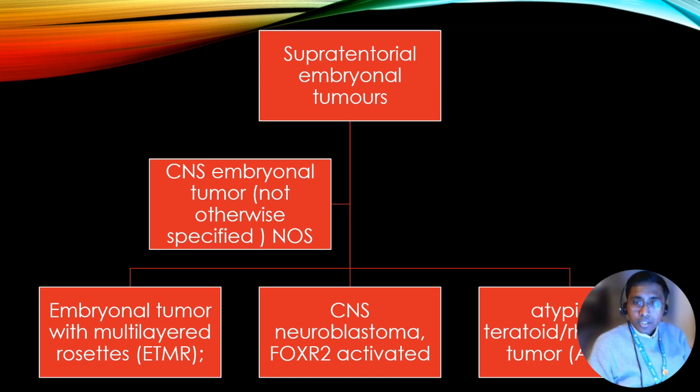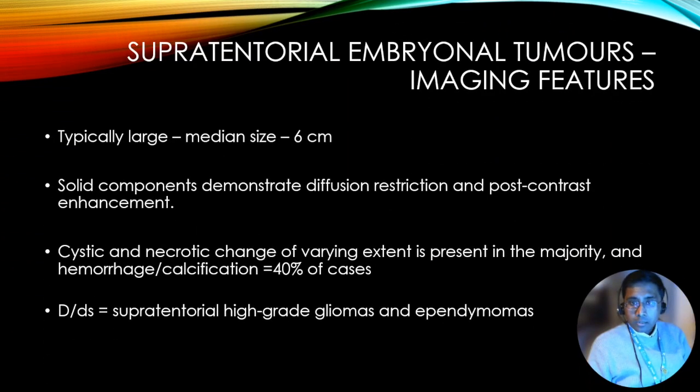Moving on to the supratentorial embryonal tumors, they can be of 4 different types. It can be not otherwise specified, it can be an ETMR, it can be a FOXR2-activated neuroblastoma, and finally a supratentorial ATRT as well. Typically, they are quite large at the time of presentation. Around 6 centimeters is the median size. They tend to be both solid as well as cystic, and they can have intense post-contrast enhancement. Again, hemorrhagic and calcified lesions are the most common types, and differentials here would be a supratentorial ependymoma and high-grade gliomas.